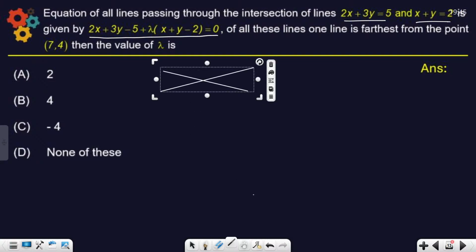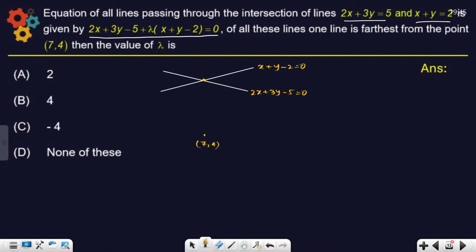This line and this line. Suppose these two lines are given to us. The equation of the first line is, and the equation of the second line is. Now the question is, through the point of intersection of these two lines, an infinite number of lines are passing. Now you have to find the equation of that line which is farthest from the point 7, 4.